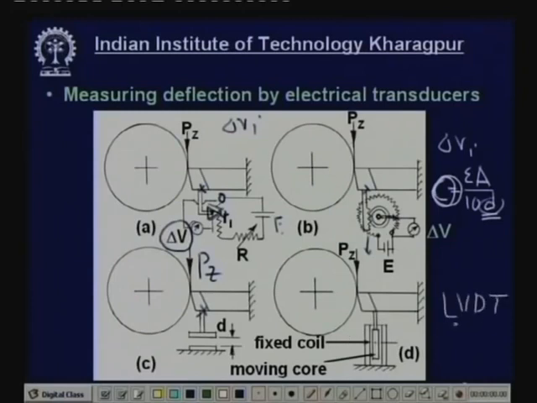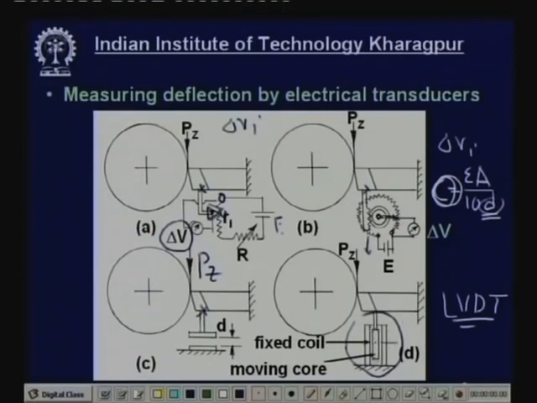LVDT, linearly variable differential transformer, is this one. What is it? It is comprised of two coils. So one is the core. This is the core member, a solid, say carbon steel, say cast iron, and there is a coil. The coil is tubular. It has got two coils, say primary coil and secondary coil.